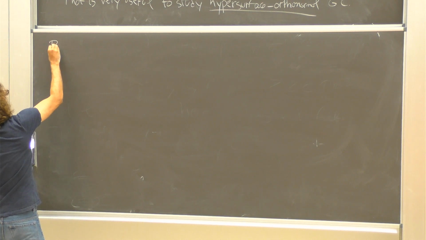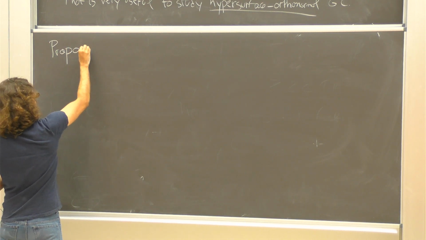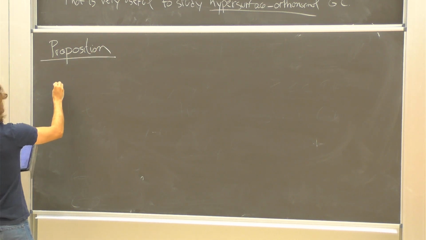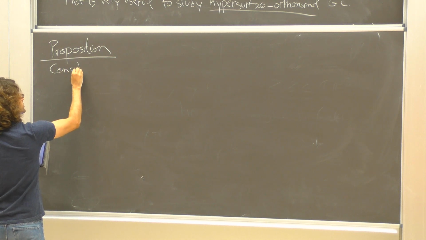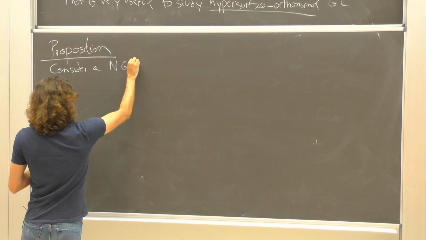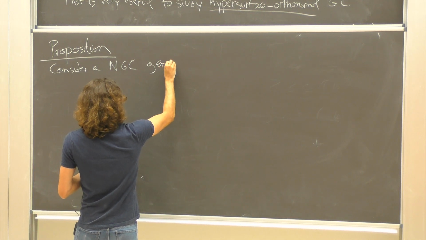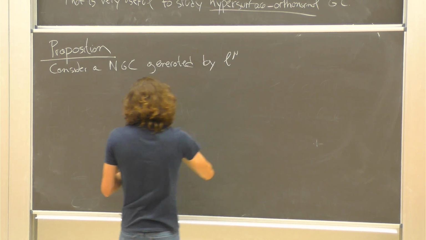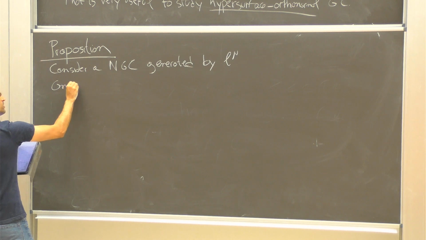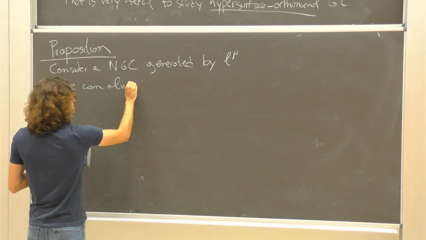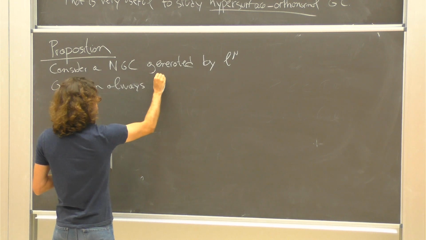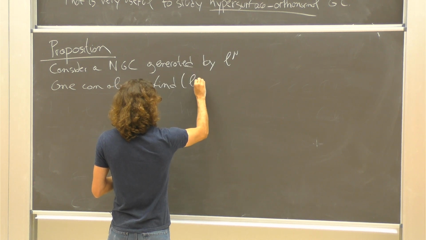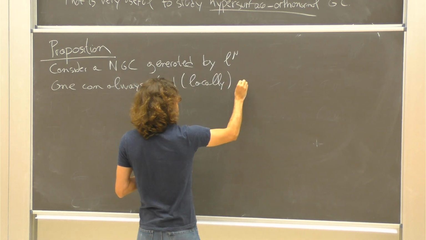So if you want a proposition, consider a null geodesic congruence generated by n mu. One can always find, at least locally, a coordinate system.